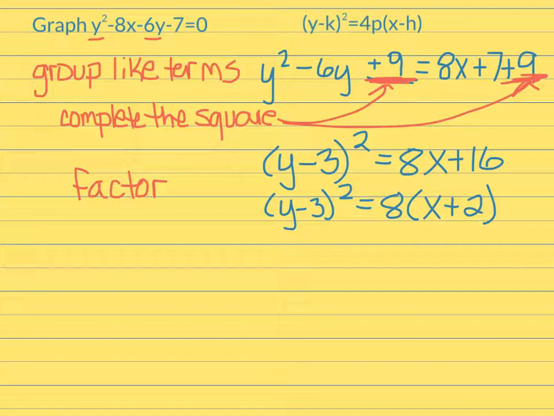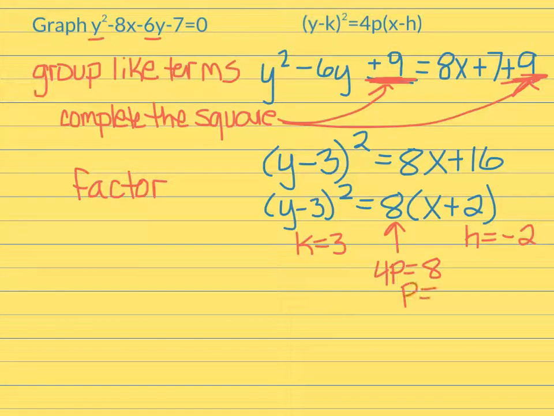Alright, so now that we have it in the form that we're used to, we know that h is negative 2. We know that k is 3. We know that 4p equals 8. So therefore p must equal 2. So we have everything we need to plot this on a graph.